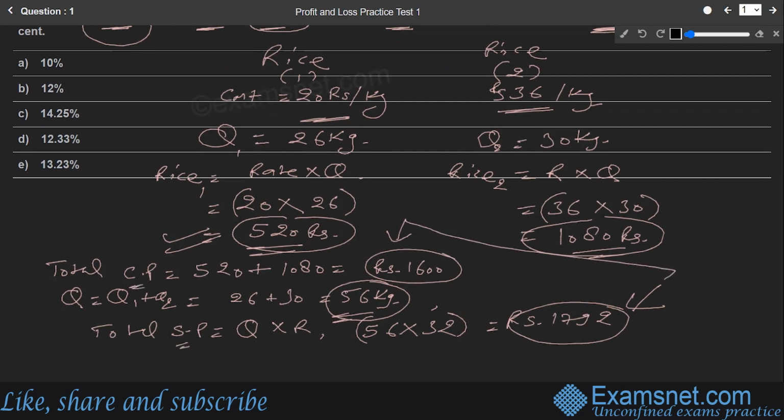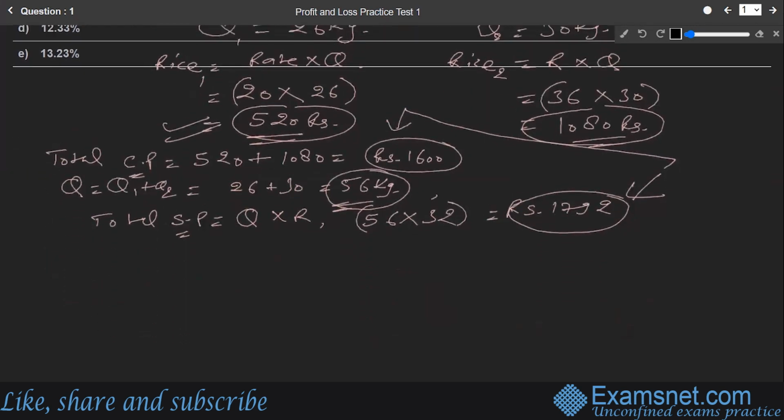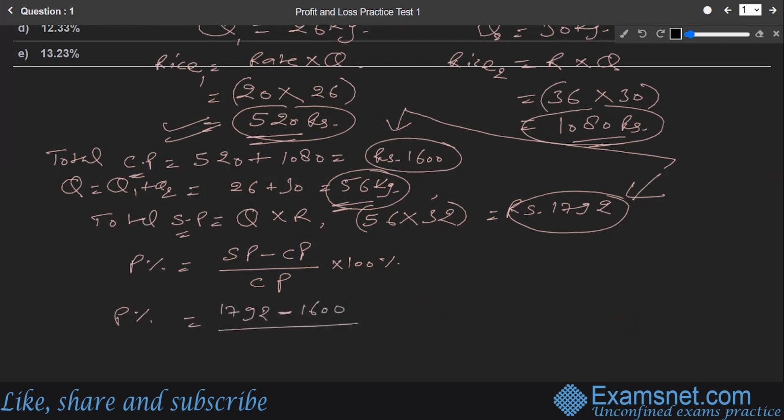What we have to calculate is the profit percent. How can we calculate it? We have a simple formula: profit percent is selling price minus cost price, that is the profit, divided by cost price, into 100%. We have the selling price and cost price both, so let us find the profit percent. Selling price 1792 minus cost price 1600, divided by the cost price 1600 once again, multiplied by 100.